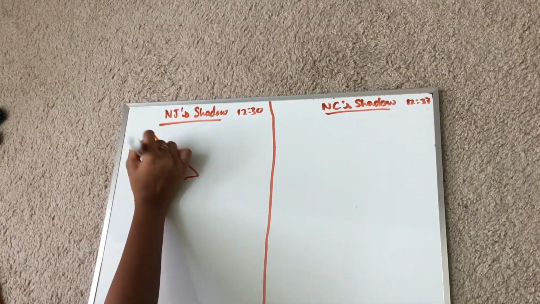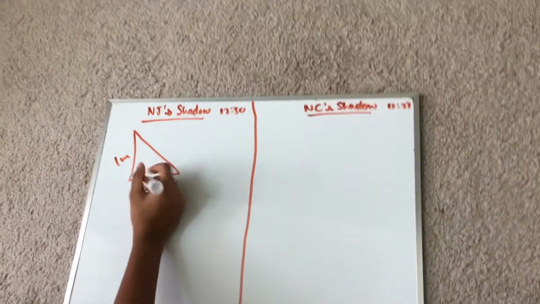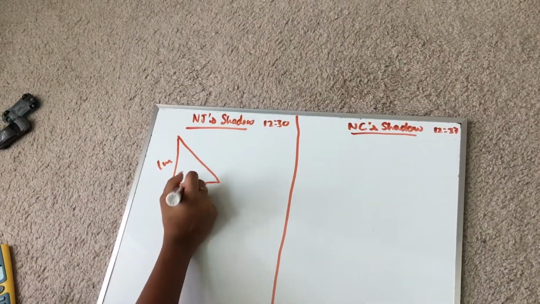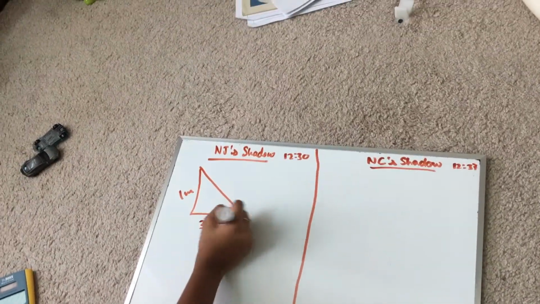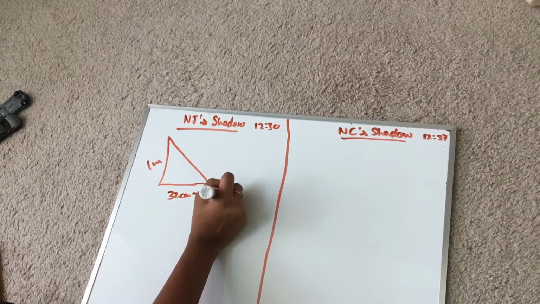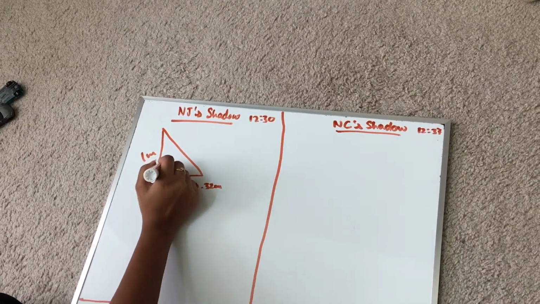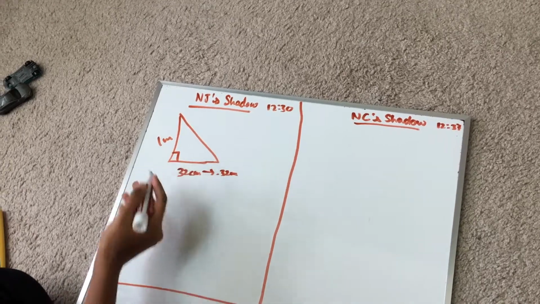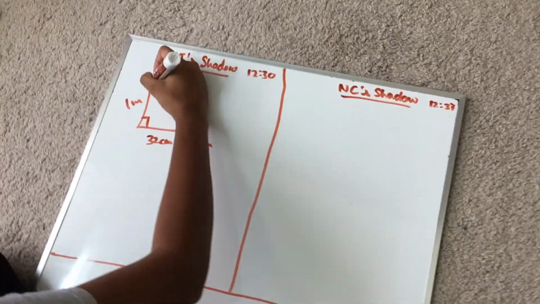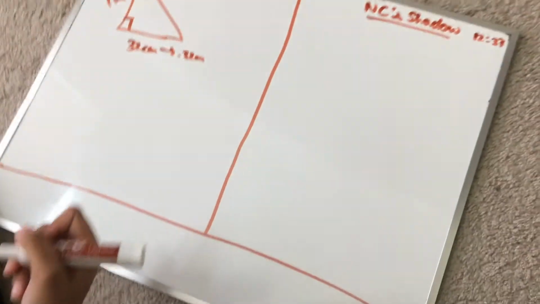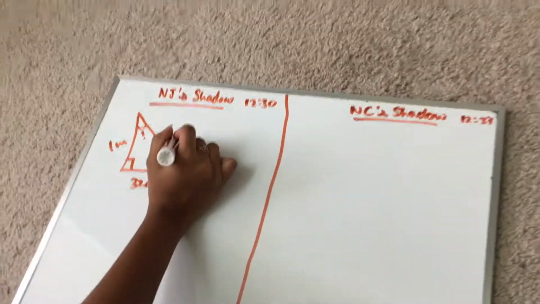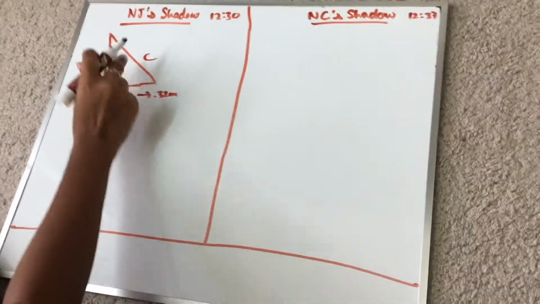The meter stick is 1 meter, so it would be 1 over here. And for the shadow itself, we got 32 centimeters, which would be 0.32 meters. And here would be, of course, a 90-degree angle because it's perpendicular. So we're trying to find the angle over here. For that, we'd first have to find the measure of the hypotenuse.